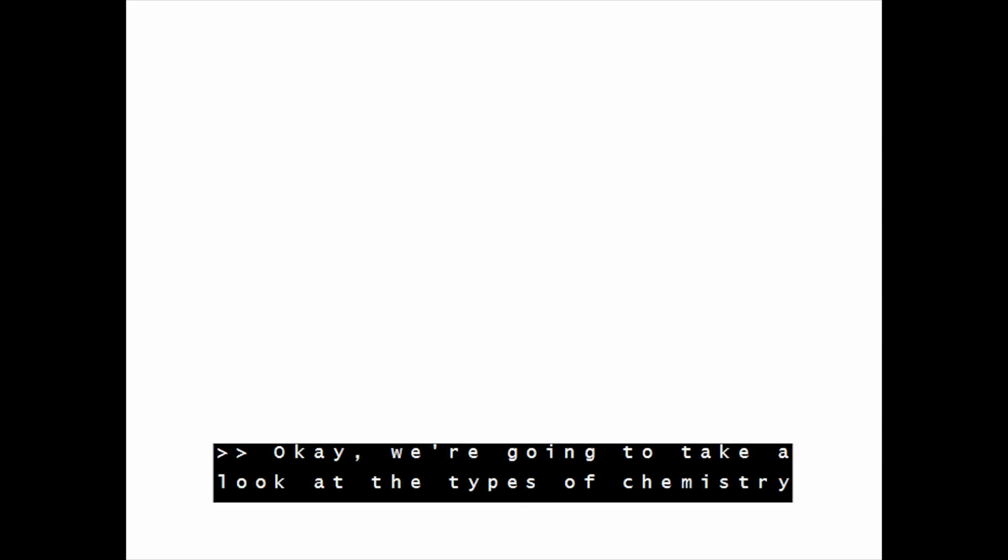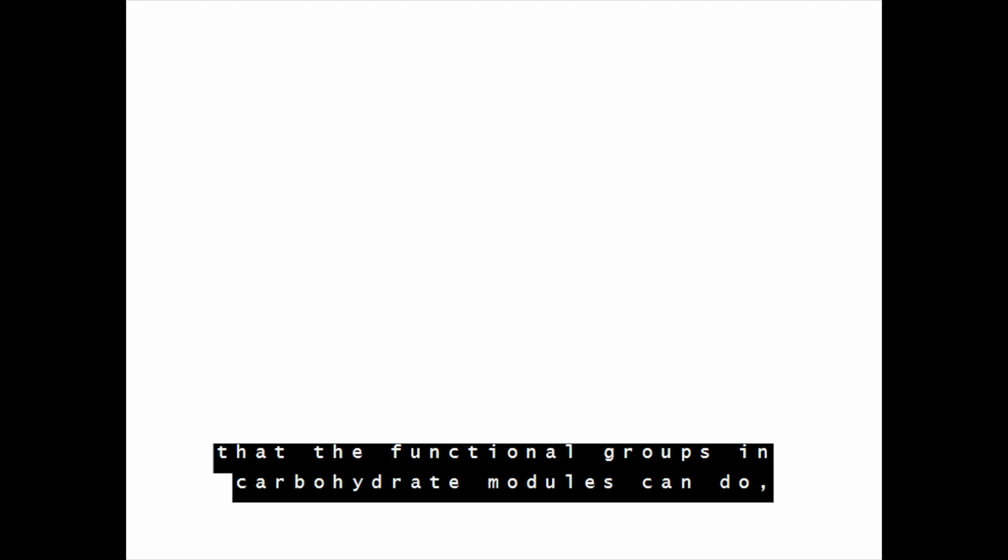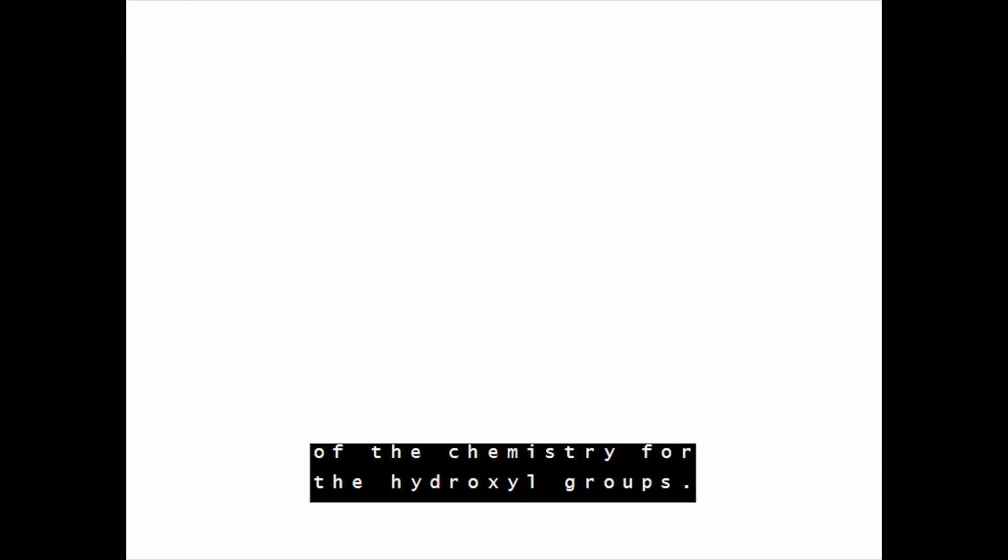Okay, we're going to take a look at the types of chemistry that the functional groups in carbohydrate molecules can do. So mostly we'll be looking at the aldehyde and ketone chemistry that takes place, as well as some of the chemistry for the hydroxyl groups.